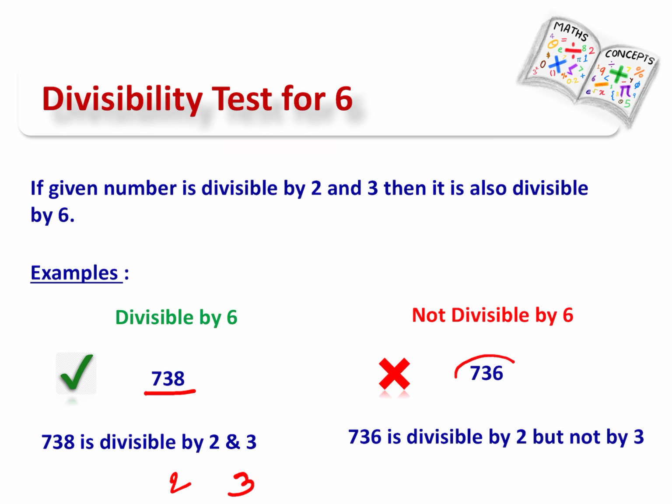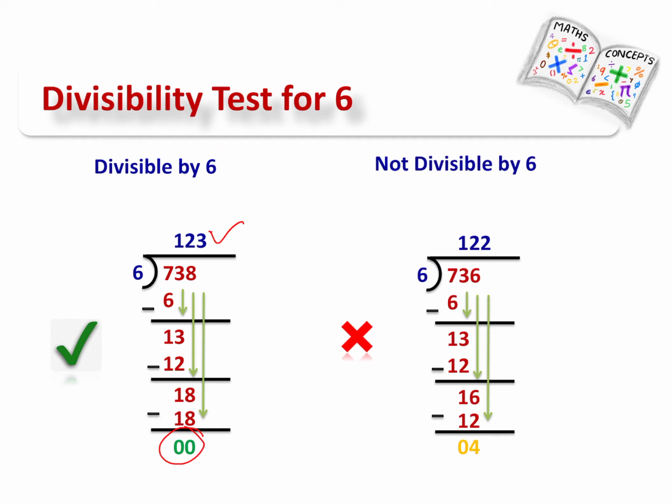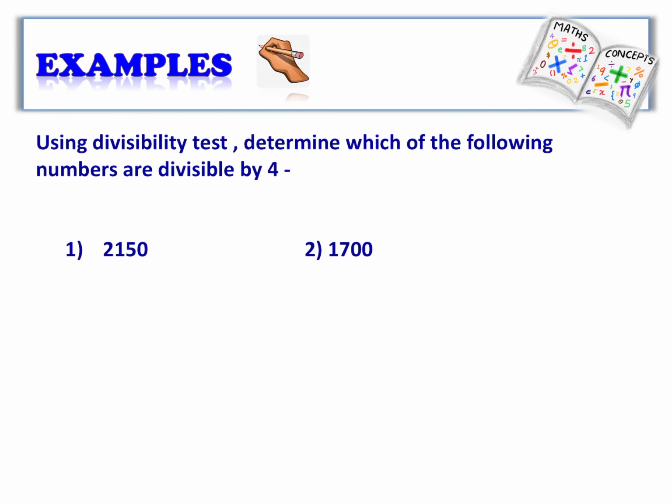So if the given number is divisible by only one of 2 or 3, it is not divisible by 6. But if the given number is divisible by 2 and 3, then it is definitely divisible by 6. Okay, let's validate this test. 738 divided by 6 gives us quotient 123 and remainder 0. 736 divided by 6 gives us quotient 122 but remainder 4, and that's why it is not divisible by 6.